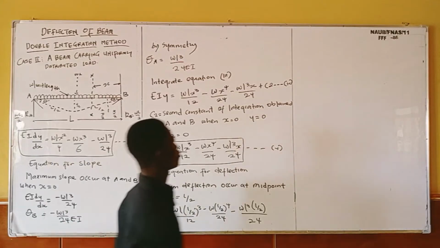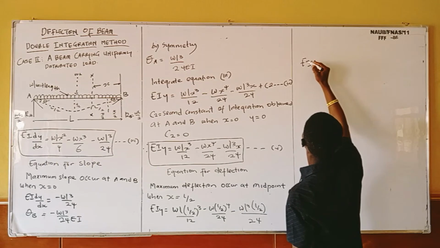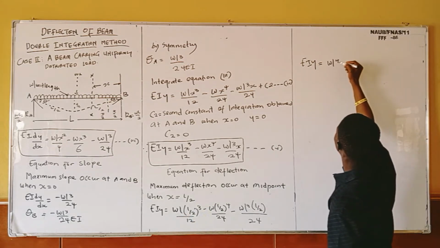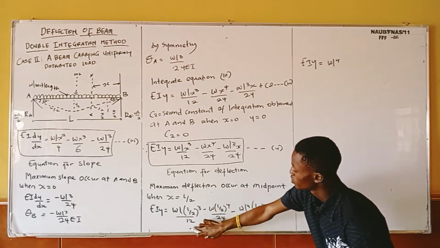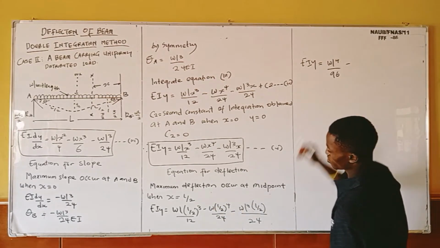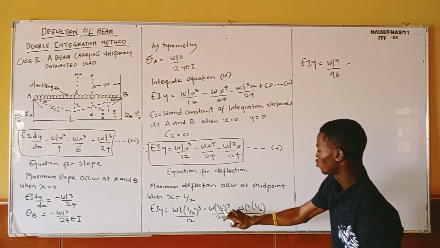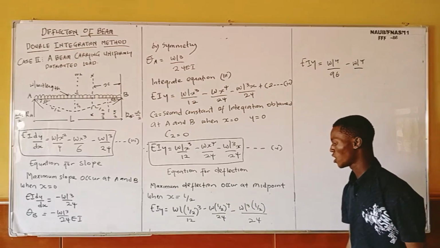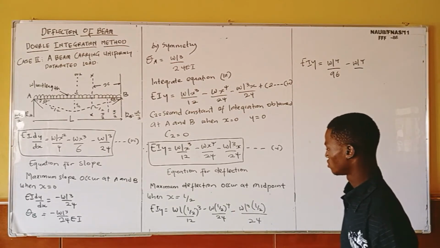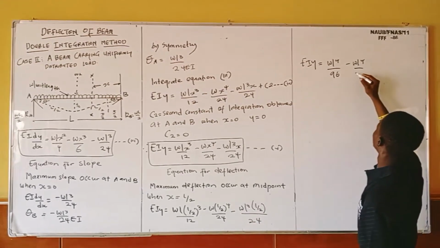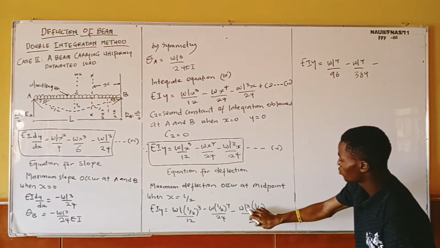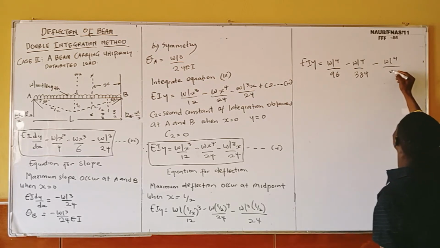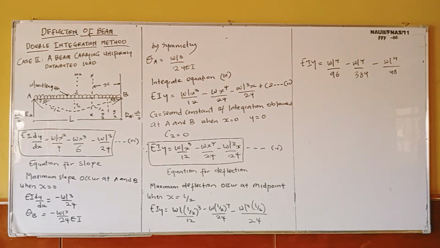So now we are going to simplify this. Here we have WL and L³, so it is WL⁴ over 2³ multiplied by 12, which gives 96, minus WL⁴ over 2⁴, which is 16, multiplied by 24, which is 384, minus WL³ multiplied by L, which is WL⁴, over 2 multiplied by 24, which is 48.